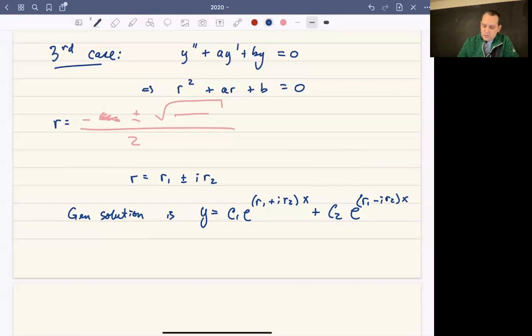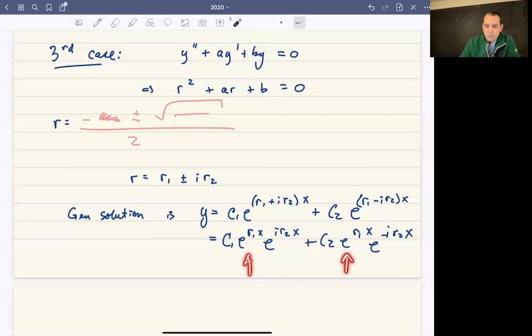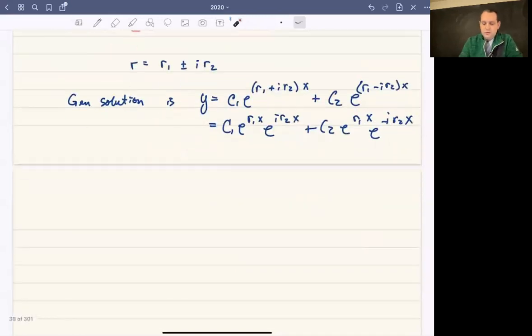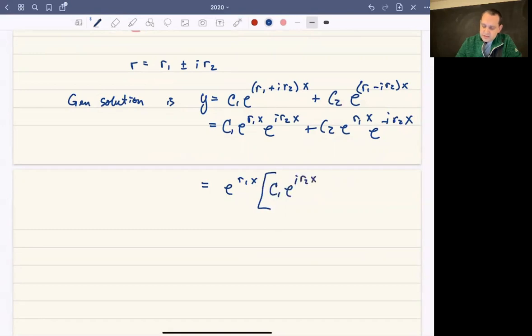Now, one thing that you can do is you can factor out an e to the rx from these exponentials. We know how exponentials work. Turns out complex exponentials work the same way. So we get c1 e to the r1x e to the I r2x plus c2 e to the r1x e to the minus I r2x. And so this e to the r1x is present in both of these. And so what we do is you can factor out the e to the r1x right away. And then you're left with c1 e to the I r2x plus c2 e to the negative I r2x.